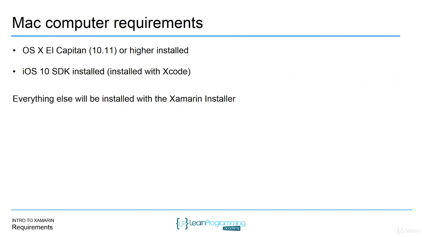Now, in the case of that Mac computer, not all Mac computers will be able to run the latest tools. So if you really want to take advantage of Xamarin, you would want to have macOS Sierra installed, but if you have OS X El Capitan, which is 10.11, that should be enough. You will also need the latest iOS SDK installed on that Mac computer, which can actually be installed through Xcode. We will be going through the entire process in the next section. This is just something that you need to have installed on your computer before actually installing Xamarin. Everything else needed to start Xamarin development will be installed through the Xamarin installer.